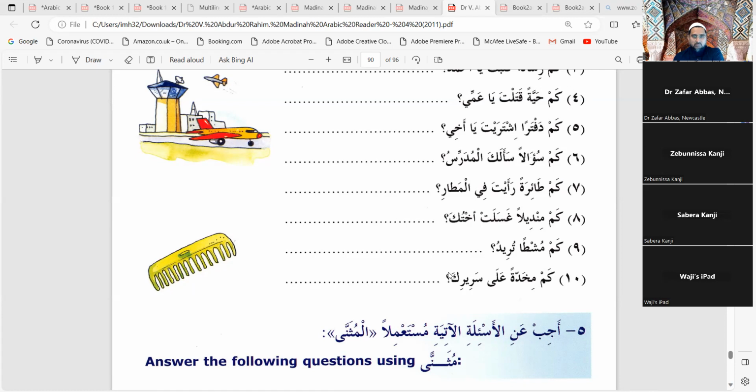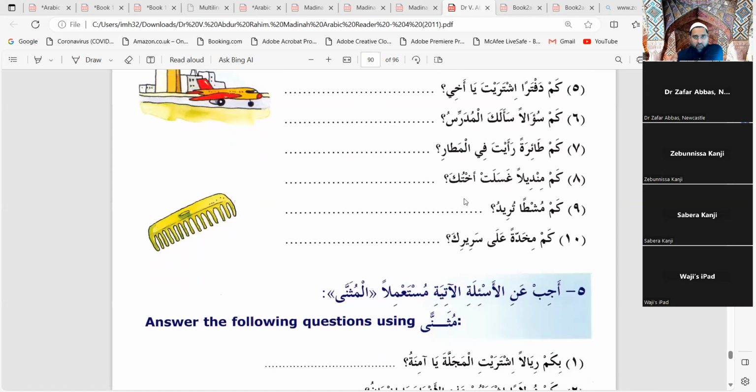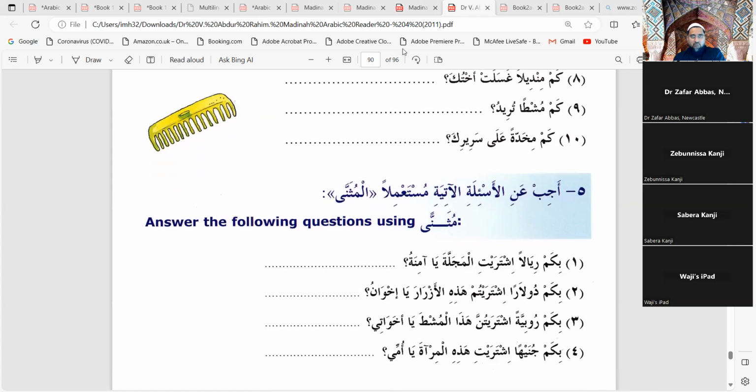Kam ta'iratan ra'ayta fil matar? How many airplanes did you see at the airport? Ra'aytu fil matar ta'iratain. Excellent. Kam mandilan ghasalat ukhtuk? How many handkerchiefs did your sister wash? Ghasalat ukhti mandilain. My sister washed 2 handkerchiefs. Kam mishtan turid? Uridu mishtain. How many combs do you want?